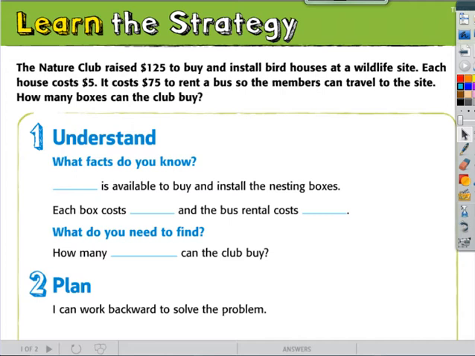So, we want to look at what facts we know. How much money is available to buy and install the nesting boxes? Okay, no hands, I'll pick some. Camille? How much money is available to buy and install the nesting boxes?